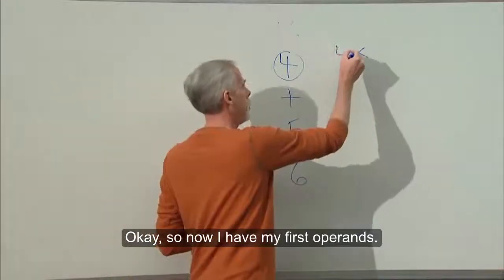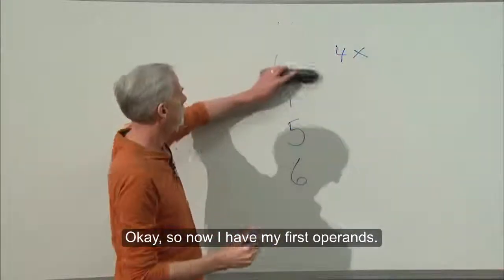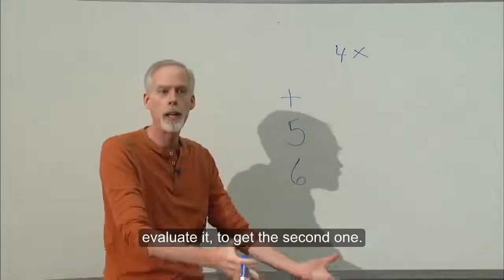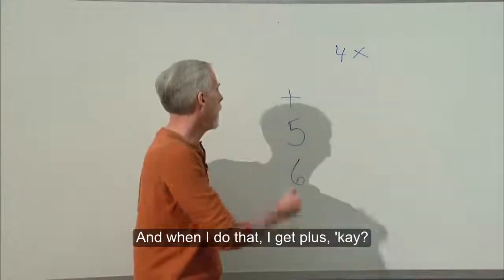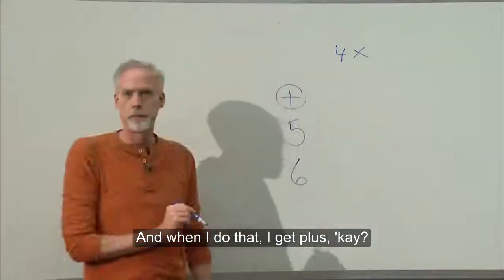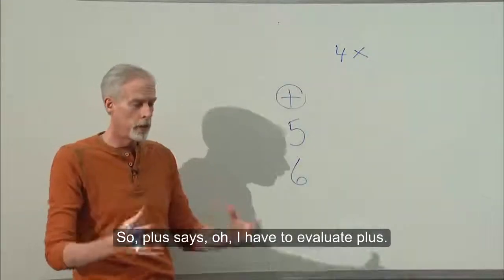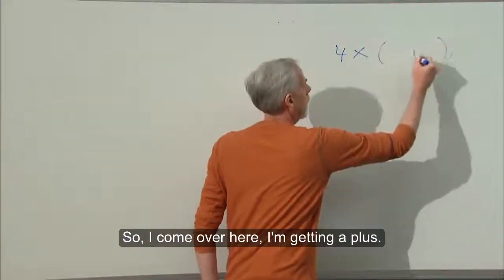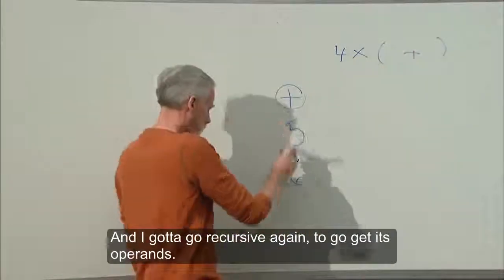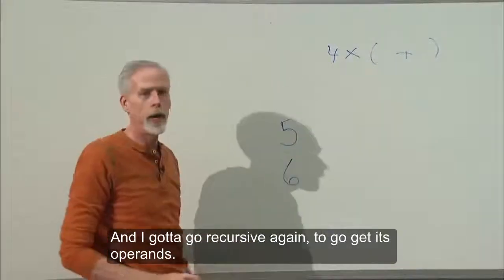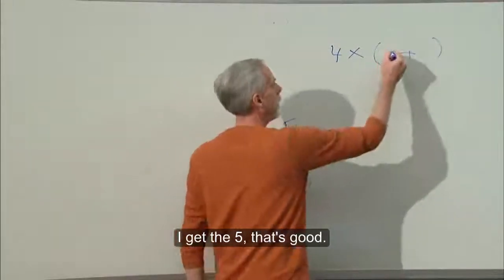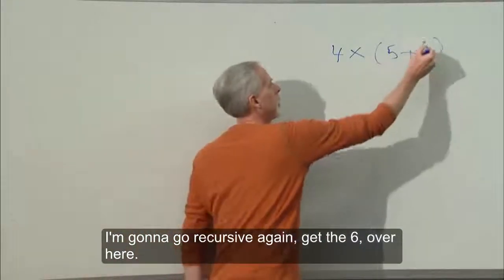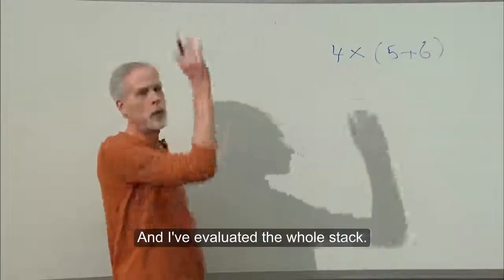Okay? So now I have my first operand. Now I take the rest of the stack and evaluate it to get the second one. And when I do that, I get plus. Okay? So plus says, oh, I have to evaluate plus. It needs operands. So I come over here. I'm getting a plus. And I got to go recursive again to go get its operands. I get the 5. That's good. I'm going to go recursive again, get the 6 over here, and I've evaluated the whole stack.